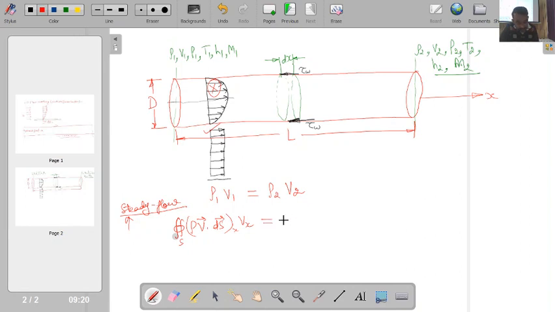On the right hand side of the momentum equation, I have the surface integral of P into ds vector, which I will also calculate along the x direction. Then I will have one more surface force. Earlier, whenever we considered the momentum equation, we were not considering the shear stress, but now when we are considering that friction is present, obviously we also have to consider the shear stress over here.